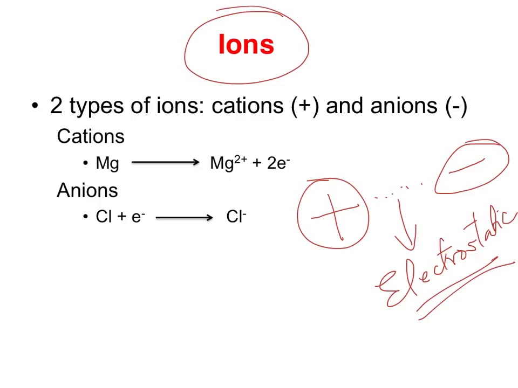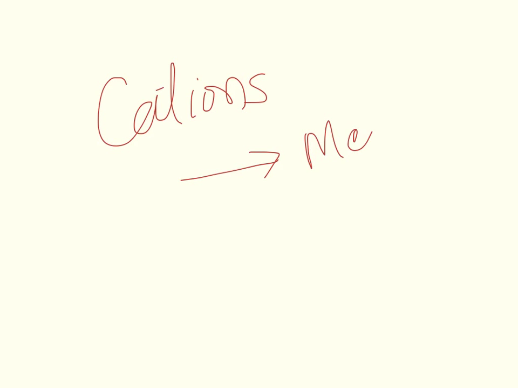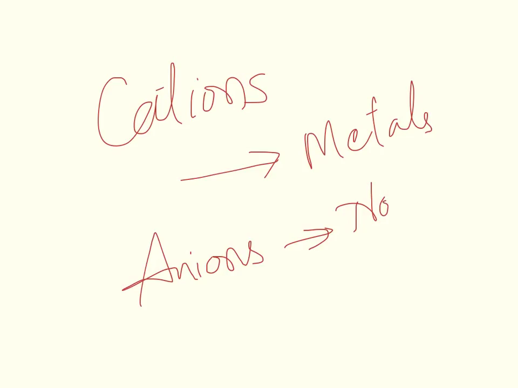So what are the types of ions? It's a positive ion and a negative ion. Positive ions are known as cations, and negative ions are known as anions. If you were to look at it in terms of electronic configuration, first of all, cations are formed by metals. Anions are formed by non-metals.